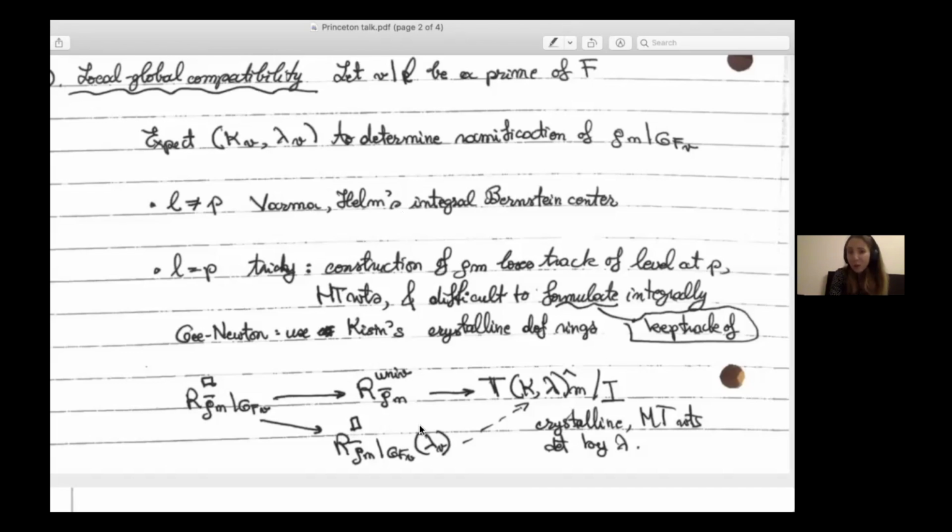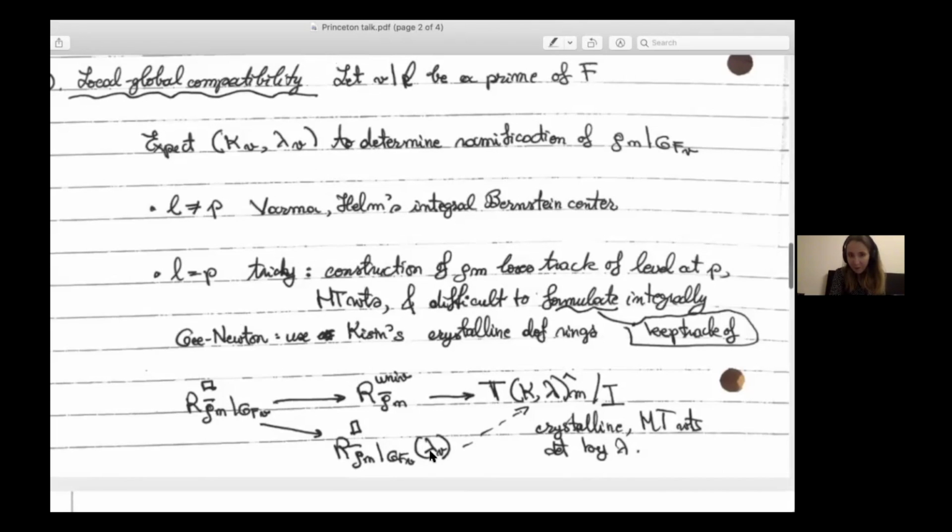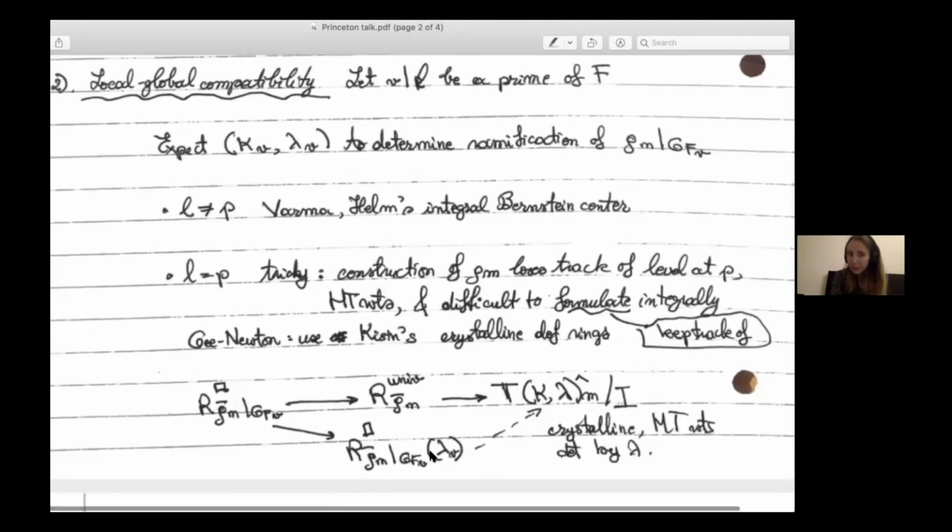But for arbitrary weight lambda, or in the Fontaine-Laffaille case, I guess you also need p to be unramified in F. So when p is very ramified in F, again, arbitrary weight lambda, p ramified in F, these methods won't work. All right. So I guess this is what I wanted to say about the local-global compatibility.